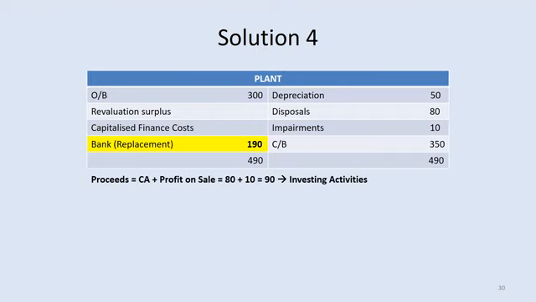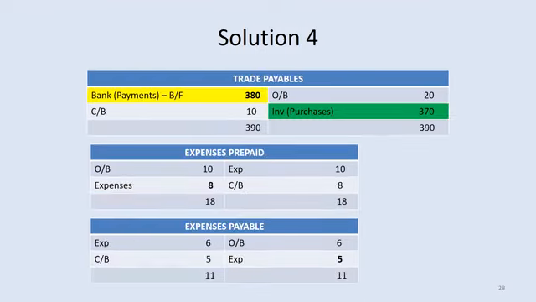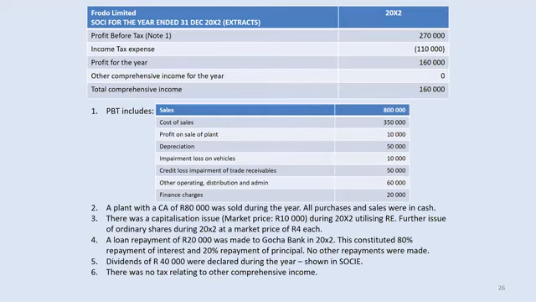We know there was depreciation, disposals, and impairments. And the depreciation was 50,000 Rand provided from our additional information one. It's the fourth line down. Impairment was 10,000 Rand just under depreciation. And we also had profit on sale of plant. But that's not what's going to impact our plant account.